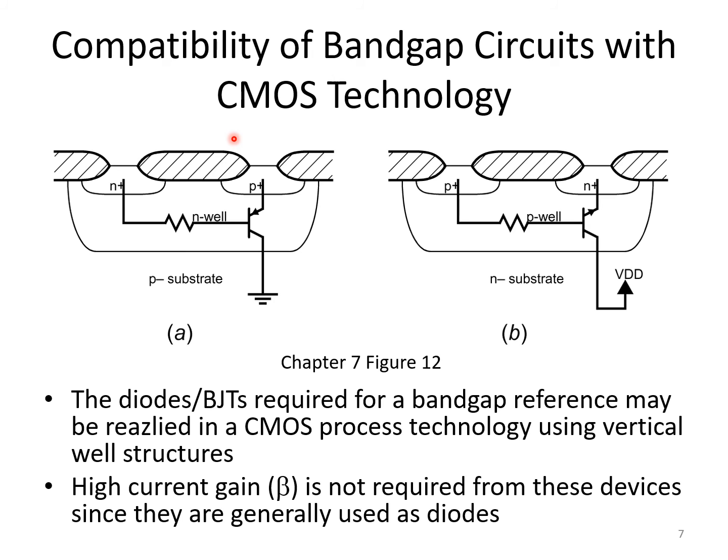So we really don't care about the BJT's performance in terms of its beta. It will have a very poor value of beta. It will also most likely have poor high frequency performance. But neither of these things matter much in bandgap circuit applications. So this is one example of a structure that can be made in most any CMOS technology. Some variant of this can be made and allow us to realize the junctions that we need for bandgap circuits.